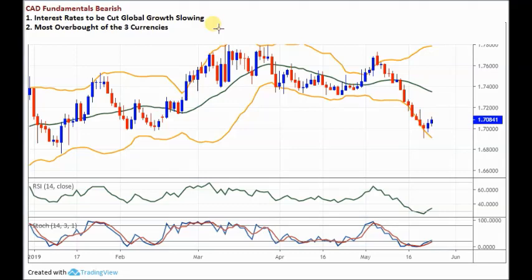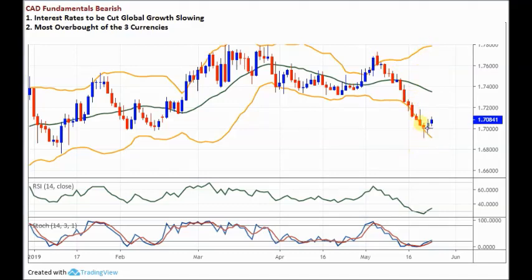But even in the short term, from a technical perspective, the CAD is the most overbought of the three majors we're looking at today on the GBP. So the GBP could have, in this pair, the most upside potential. I really like the technicals on this one. Nice big tumble. Bollinger Band's nice and wide.